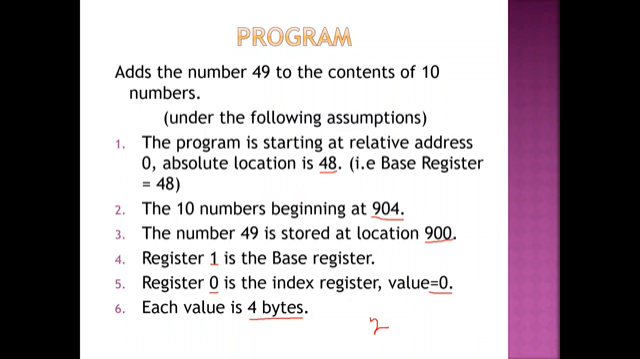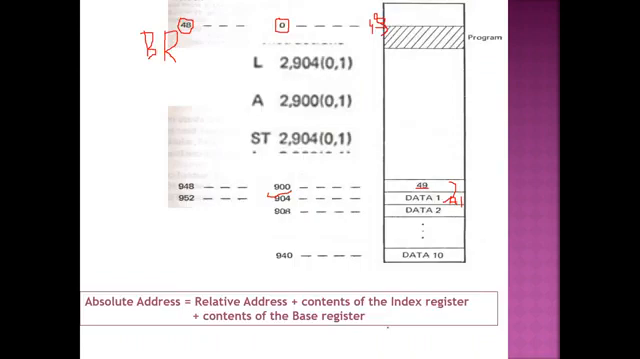Let us go to the program. The problem is I have to add 49 with 10 different numbers. We will leave that and come back to the coding part of it. We have spoken about relative address, and about absolute address. We have told where data is stored: data is stored at locations starting from 900.